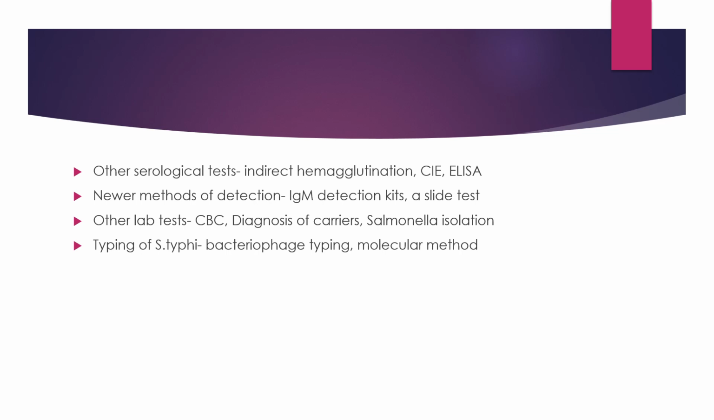In this, we have two sorts of new methods. One is IDL Tubex. In this, we use a test tube and the serum or the blood sample that we collect, and within a few minutes we get the results. The next one is the Typhidot. This is a rapid serological test that gives results within 3 hours.